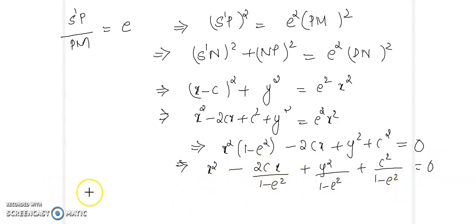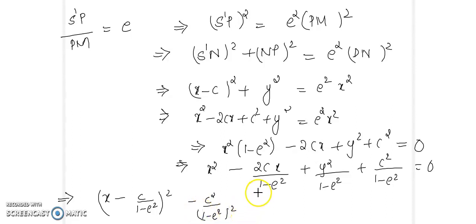You can complete the perfect square. So that will give us x minus C by 1 minus E square the whole square plus C square by 1 minus E square. In that theorem, I need to subtract C square by 1 minus E square the whole square, plus remaining you have Y square by 1 minus E square plus C square by 1 minus E square equal to 0.